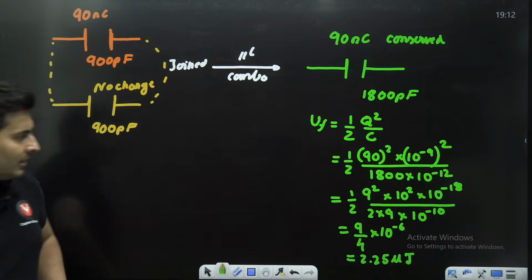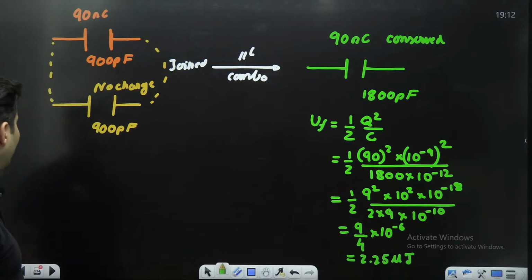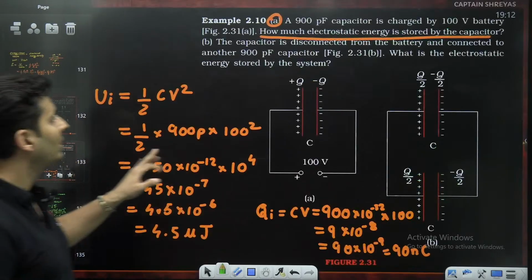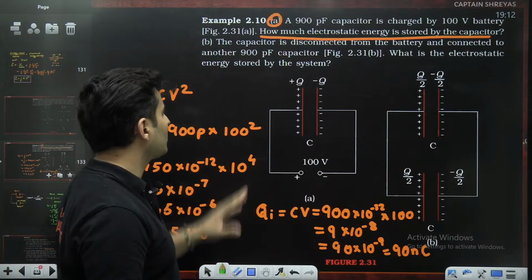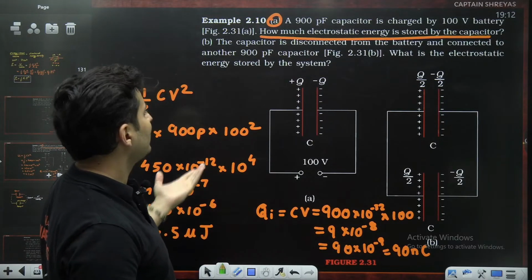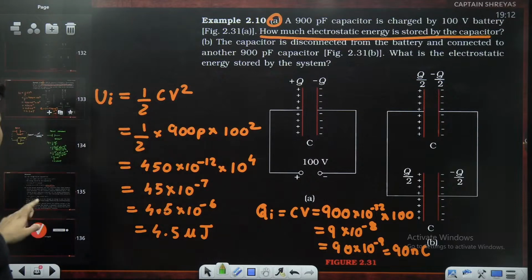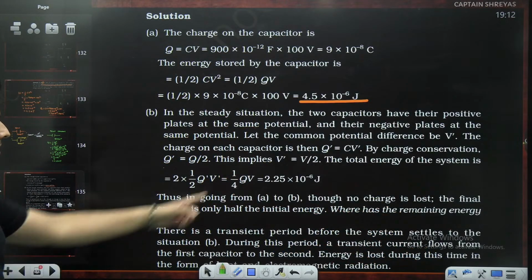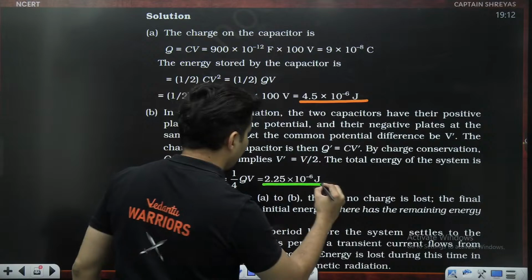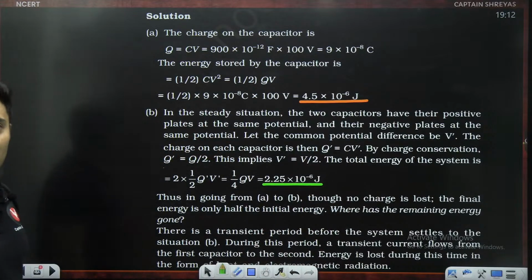Everybody till this point? Now once I have this answer, what will I do? I'll go back to the question. What was the question? What is the electrical energy stored by the new system? Exactly. So I got the answer. It is basically 2.25 microjoules. Is that right, everyone?